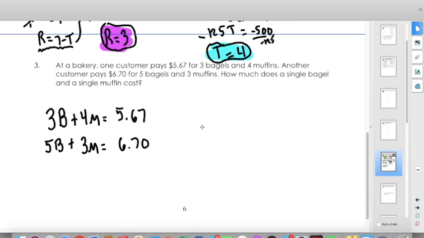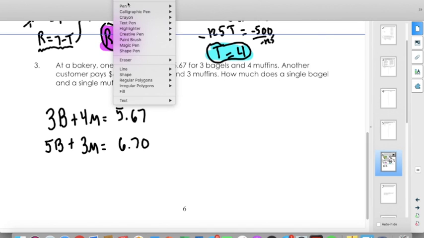How much does a single bagel and a single muffin cost? Okay, so how do I go about doing this? Well, again, it doesn't matter whether we use substitution or elimination. Both will get you the right answer. What do you prefer? What are you comfortable with? That's what it boils down to, unless the region says do it this way. If it doesn't, what are you good with? Well, me, I think I'm better with elimination.